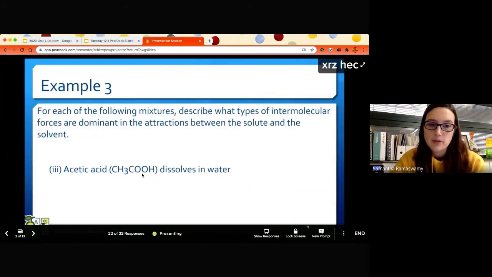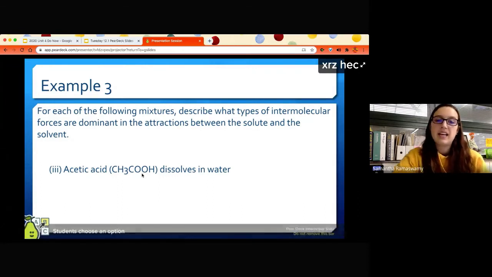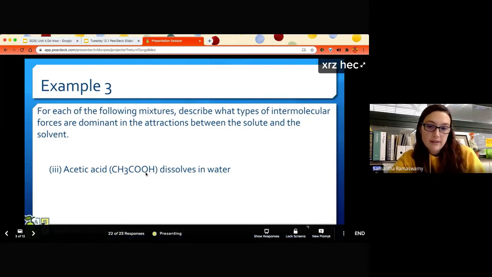So hydrogen bonding is what you want to make sure you have written down for part 3, because in acetic acid, you have this OH here. So you have hydrogen covalently bonded to O, and then water also hydrogen bonds. So you can actually have acetic acid hydrogen bonding with water. The solute-solvent interaction between acetic acid and water is very strong because you have hydrogen bonding.